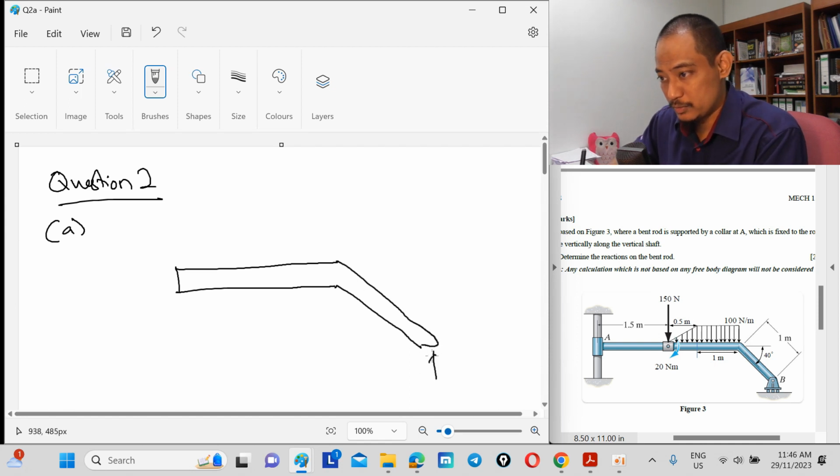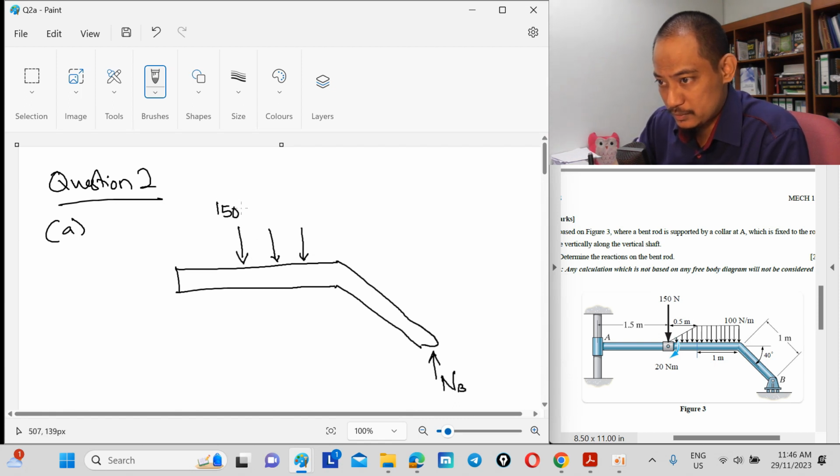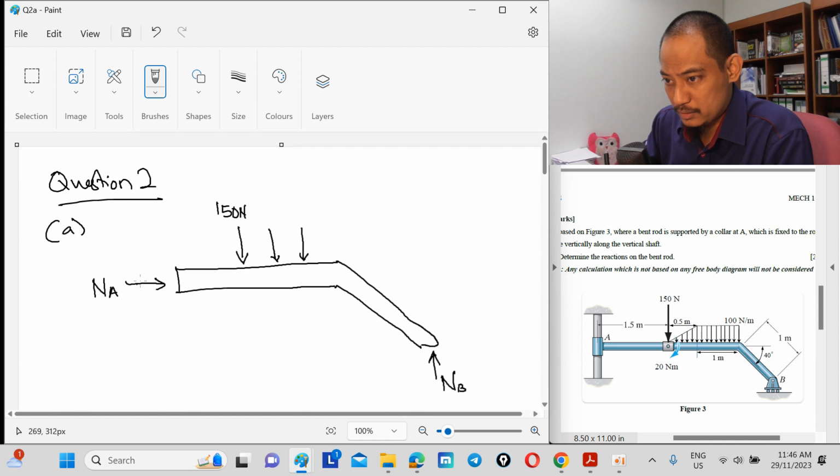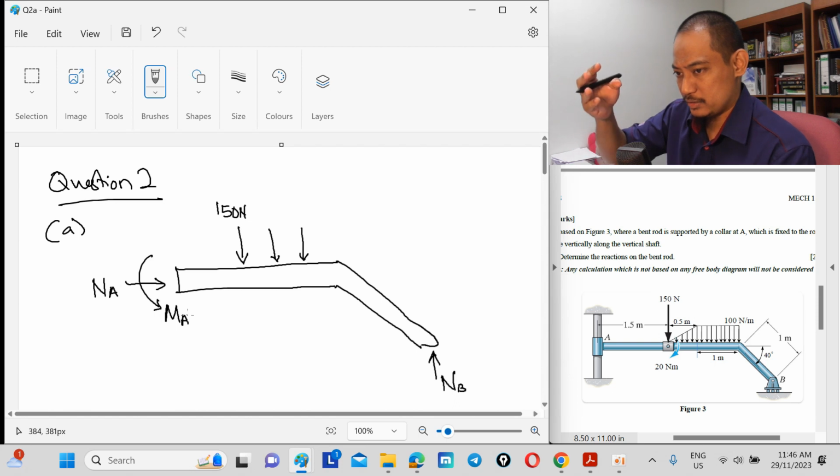So obviously there's a normal reaction here. Okay, there's distributed loading here. That's interesting. So we have one force from the rectangle, one force from the triangle, and one force of 150 here. And then you have NA and you have MA, right? Because it cannot rotate and it's free to move up and down, but it cannot move horizontally, right?